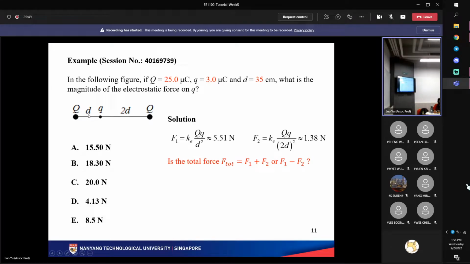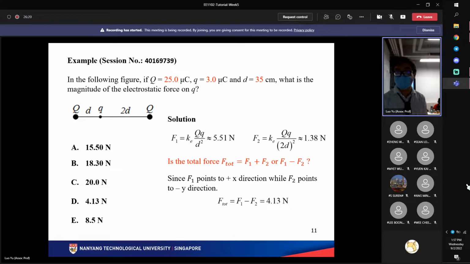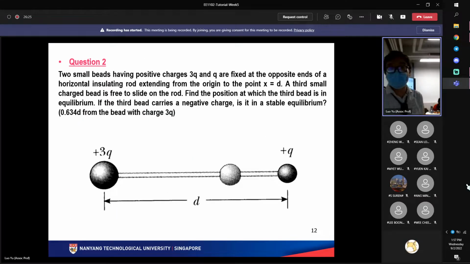Then I have a question for you. In this case, should I use F1 plus F2 to get the total force, or F1 minus F2? Very good. If you want to use plus, you need to make sure the 2 forces F1 and F2 are along the same direction. But if they are along different directions, you need to use minus. So my total force is F1 minus F2, which is 4.13 Newton. So we should choose D. Any questions here?